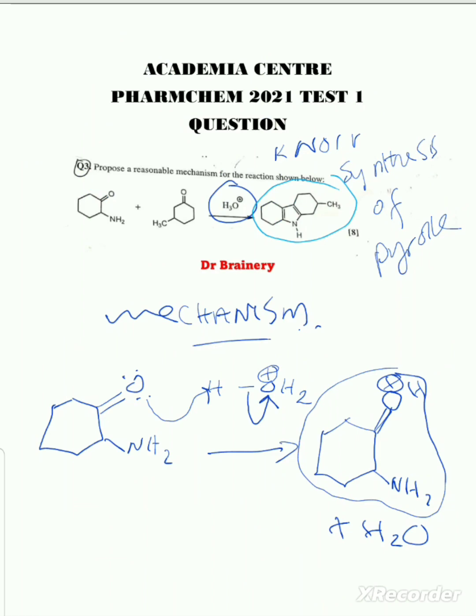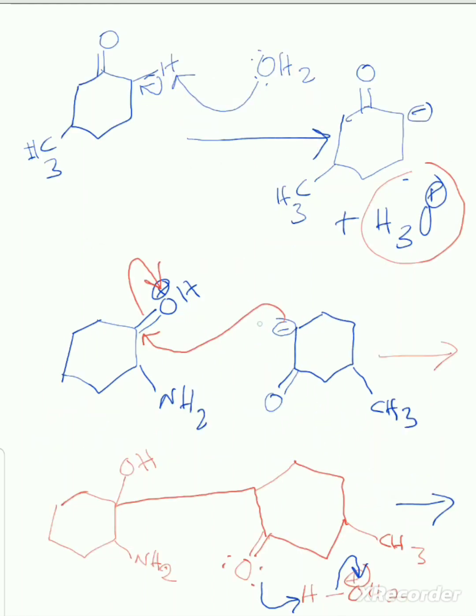So this is how you come up with the Knorr synthesis of pyrrole. First, you protonate. After protonating, you have this and water. Then after that, you make an enolate ion. You should know where to make an enolate ion. That's the key part here. And when you make an enolate ion, you have an acid. Then this enolate ion is the one that will attack the carbon that has this protonated OH.